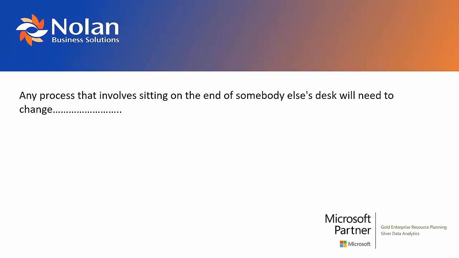Any process that involves sitting on the end of somebody else's desk will need to be changed. And I find that particularly hard because that was my favourite way of getting anything done in the office, just go and find out who's responsible and sit on the end of their desk until they do what you want them to. You can't do that anymore. And quite frankly, Teams and stuff like that is very good for connectivity, but people can switch you off. They can make you go away.